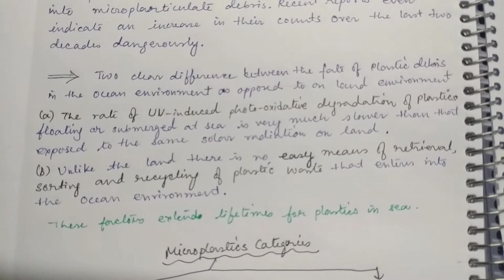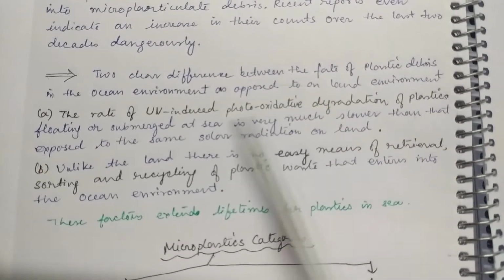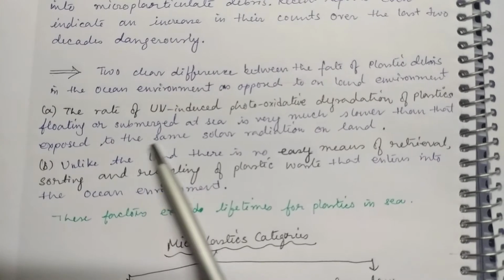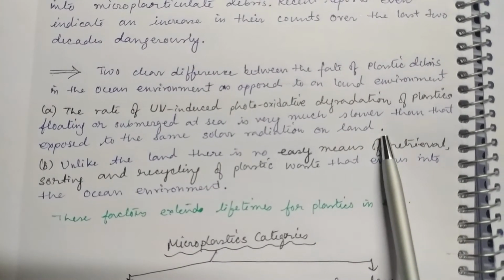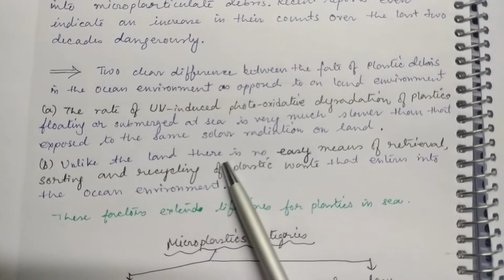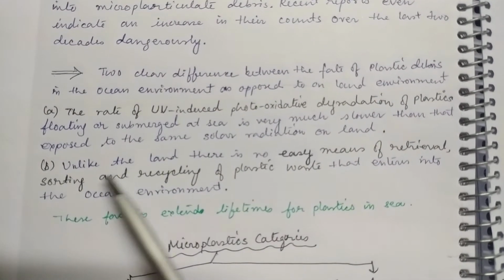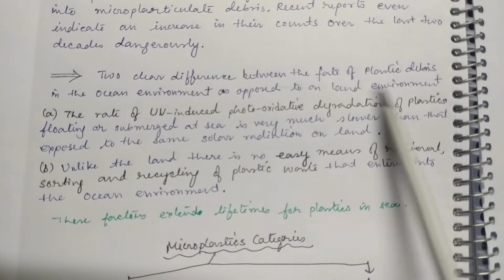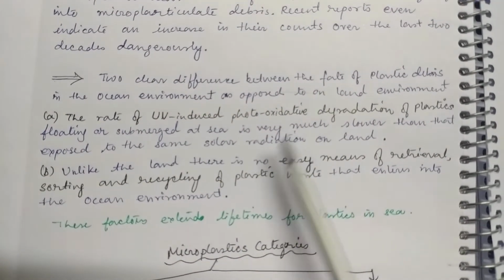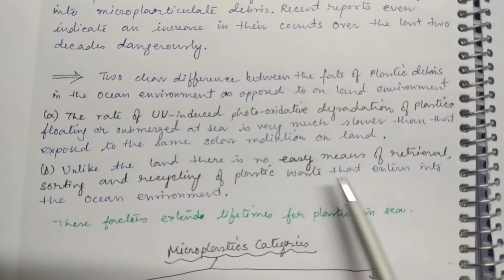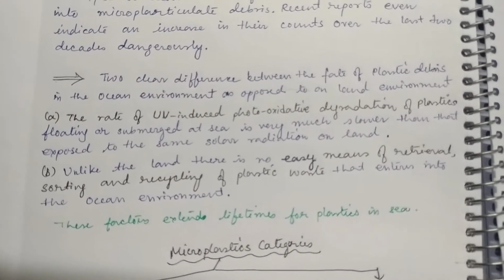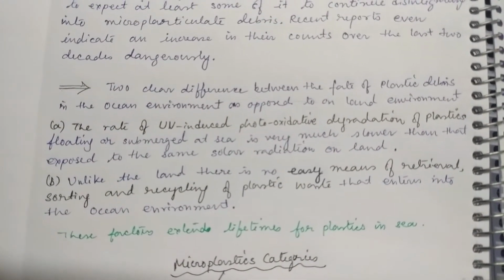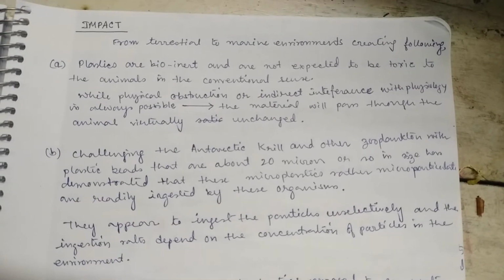Number 1, the rate of UV-induced photooxidative degradation of plastics floating or submerged at sea is very much lower than that of the same solar radiation on land. And number 2, unlike on land, there is no easy means of retrieval, sorting or recycling of plastic waste that enters the ocean environment. So along with many other factors, these two are the main factors which extend the lifetime of plastics in the sea. Now we need to know why we need to think about it to handle it.